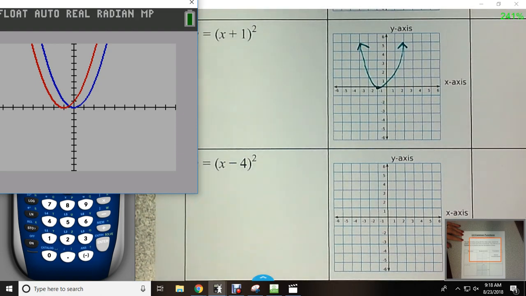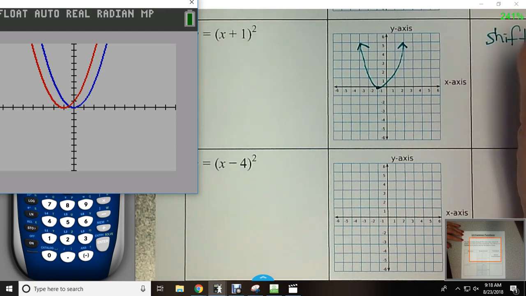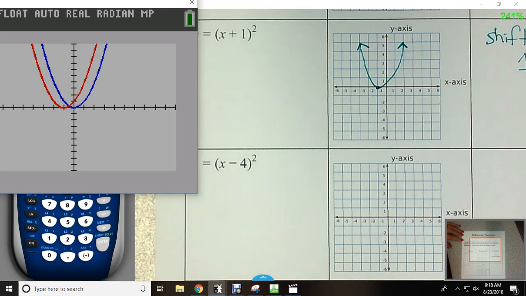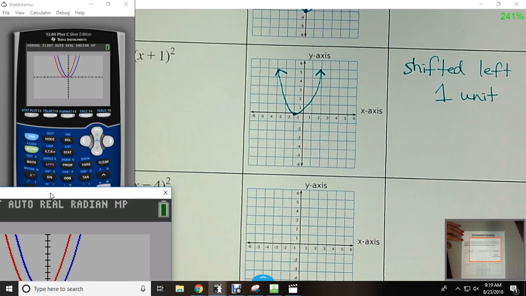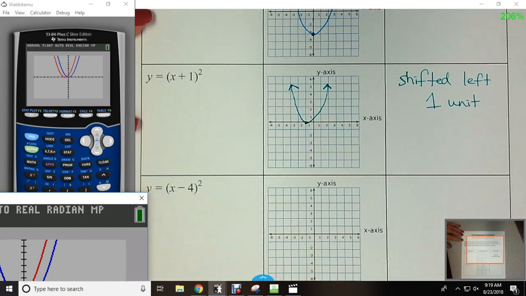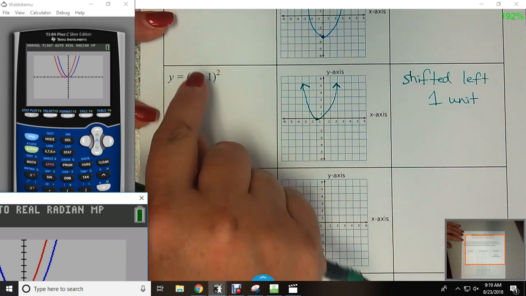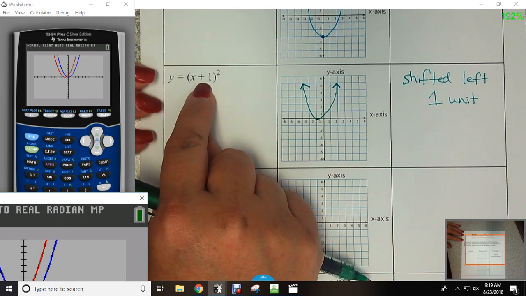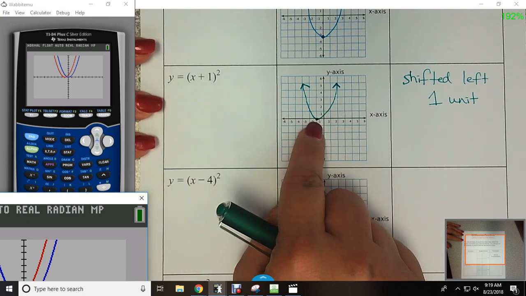So the translation is shifted left 1 unit. All right, I got too much on my screen. Let me make this one a little bit smaller. There we go. Okay, so when I had a plus 1 in the parentheses, it shifted to the left, and it went left 1 unit.